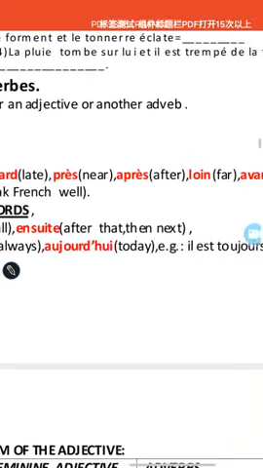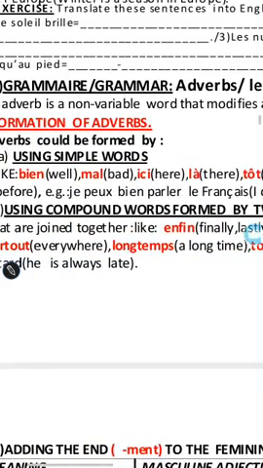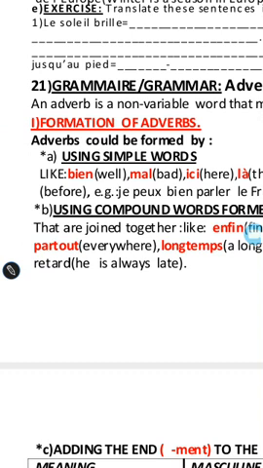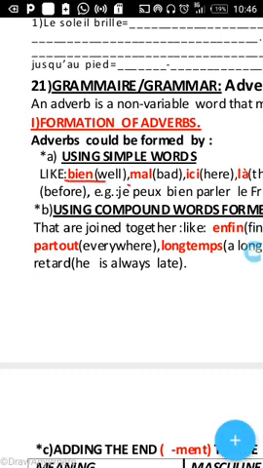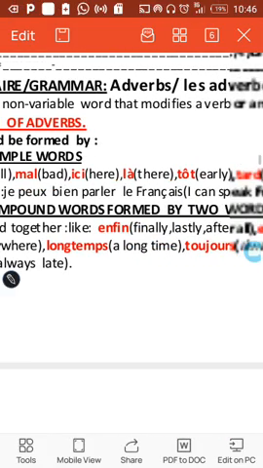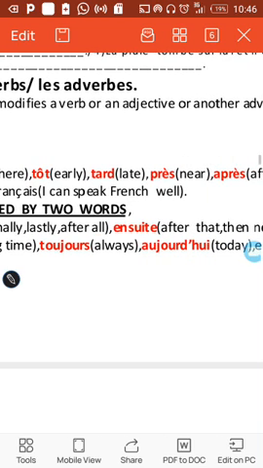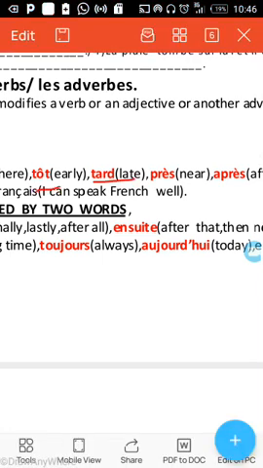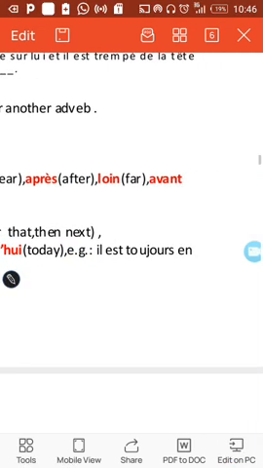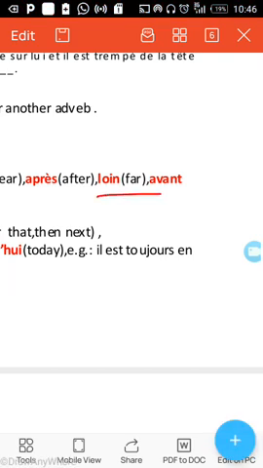So, formation of adverbs. An adverb could be formed by using simple words like bien, well; mal, bad; ici, here; là, there; tôt, early; tard, late; près, near; après, after; loin, far; avant, before. Je peux bien parler le français. I can speak French well. I can speak French fluently.